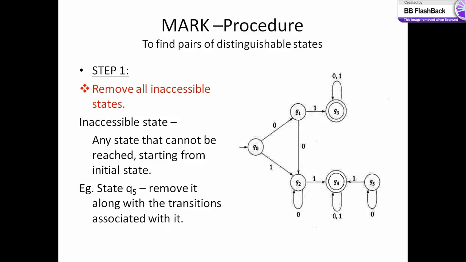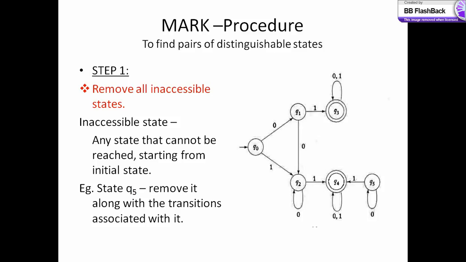So first we are going to mark which are the distinguishable states, and also at the end of this procedure we are going to have an equivalence class with states which are indistinguishable states. The first step in this procedure is to remove all inaccessible states. The meaning of inaccessible states is that any state that cannot be reached starting from the initial state.